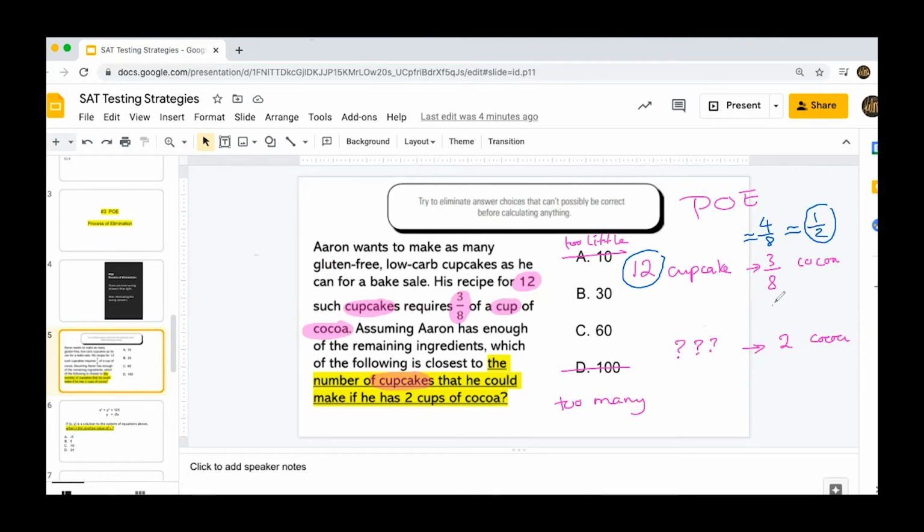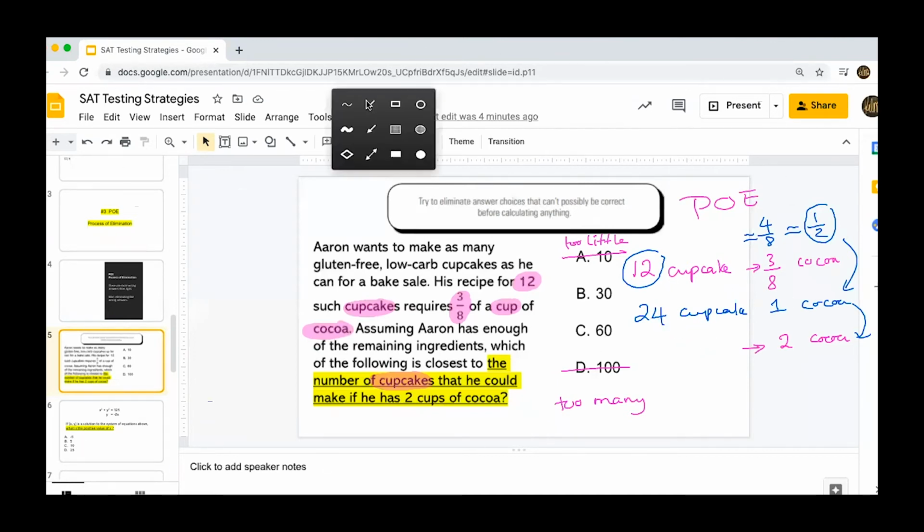So if I want 1 cup of cocoa, we're going to double it, right? Then it's going to take 24 cupcakes. Okay, and then from 1 to 2, I'm going to double it again one more time. So how many cupcakes at this point? 48. Bingo. It will make 48 cupcakes.